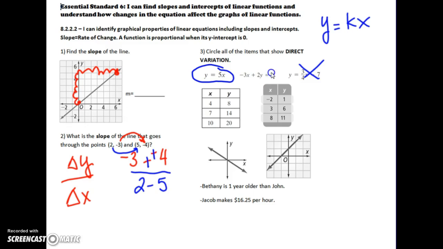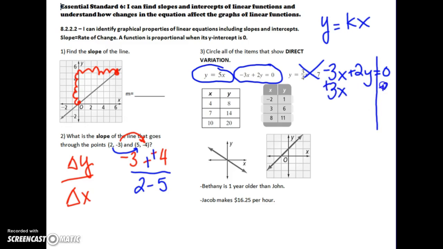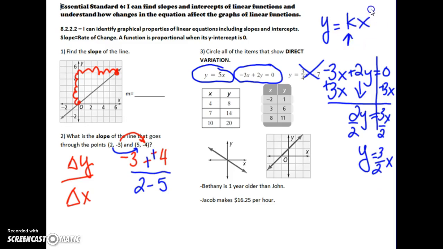But you have this 0 here. So what I want you to do, if you did not mark this one, it should be direct variation. If you did not mark it, I want you to draw a line down. So -3x plus 2y equals 0. Draw your line down and get y all by itself. So you'd add 3x, add 3x. When I do that, I drop this down. 2y equals 3x. I've got to get the y by itself, so divide by 2, divide by 2. Now it does have a fraction, but y equals something times x fits into this form right here. So yes, that is direct variation.